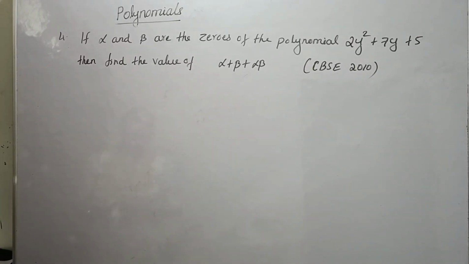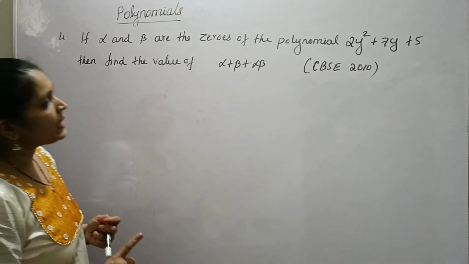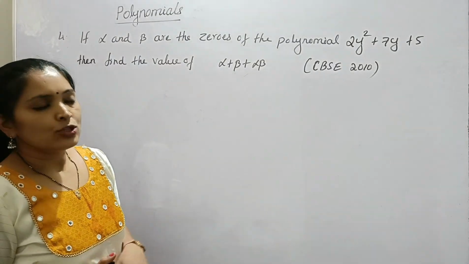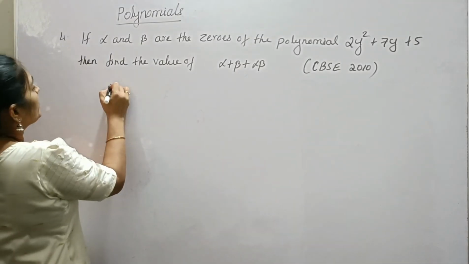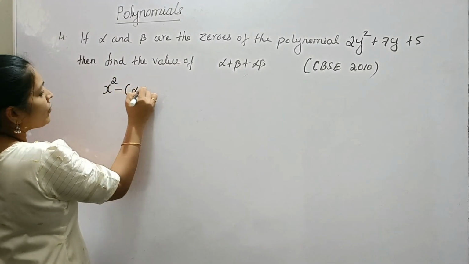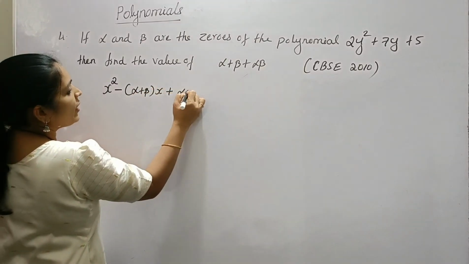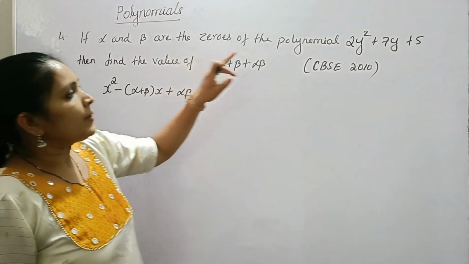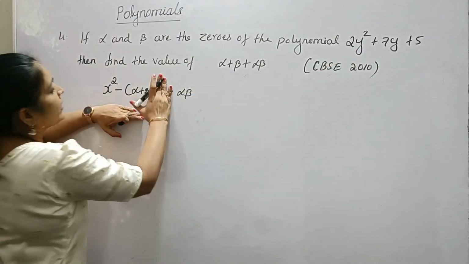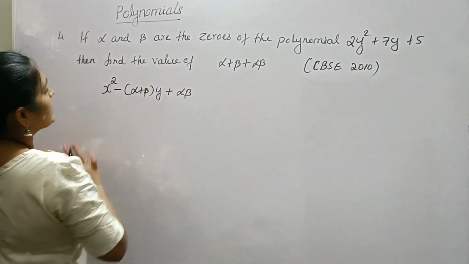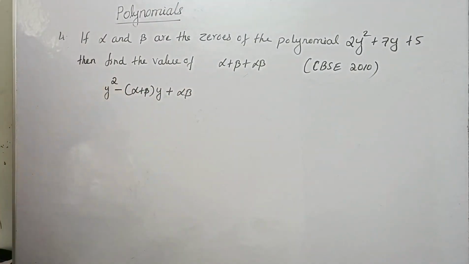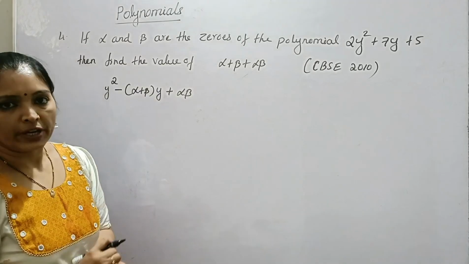If alpha and beta are the zeros of the polynomial 2y square plus 7y plus 5, then find the value of alpha plus beta plus alpha into beta. Okay, so first of all, if alpha and beta are the zeros of the polynomial, then the polynomial is of the form x square minus alpha plus beta into x plus alpha into beta. Here the given polynomial is in the variable y, so let's take y square minus alpha plus beta into y plus alpha into beta.